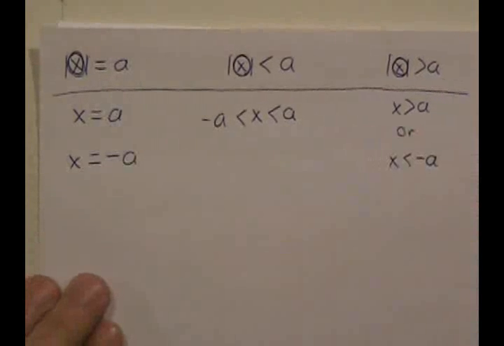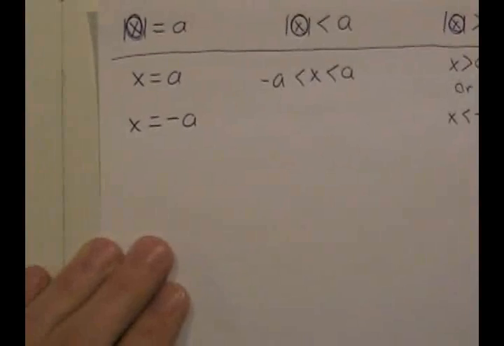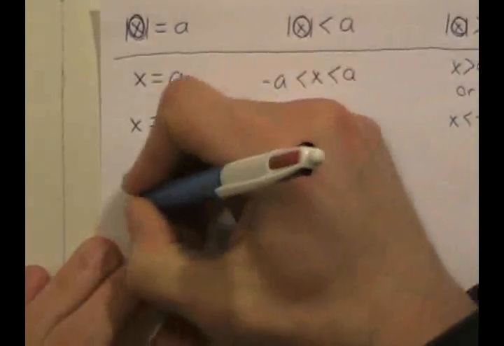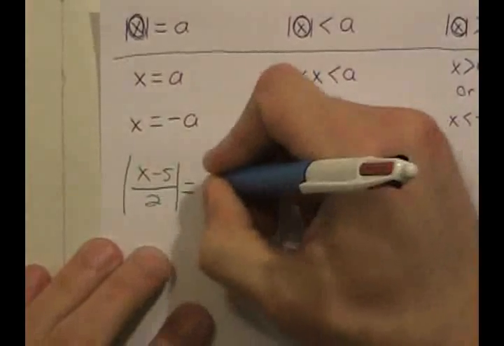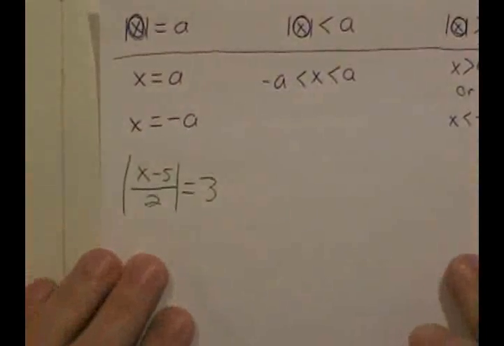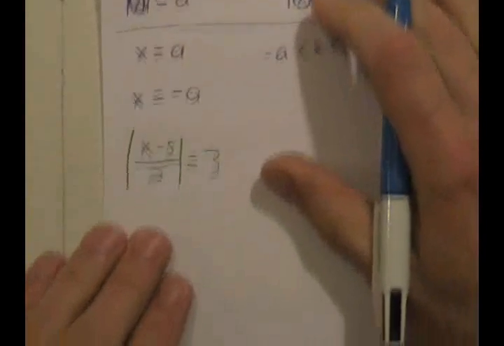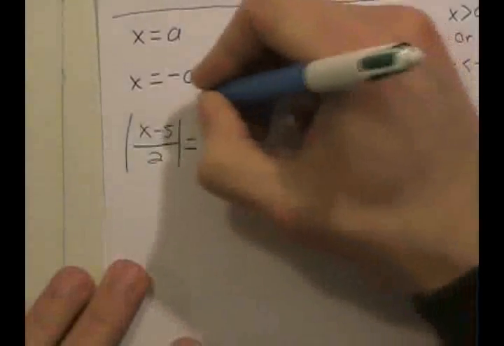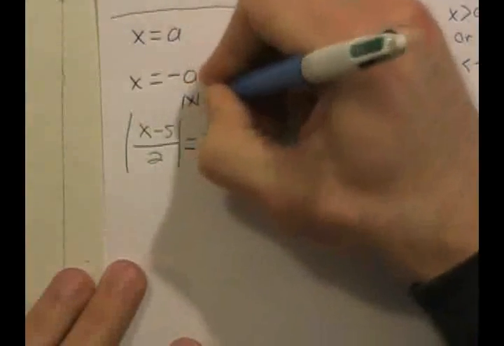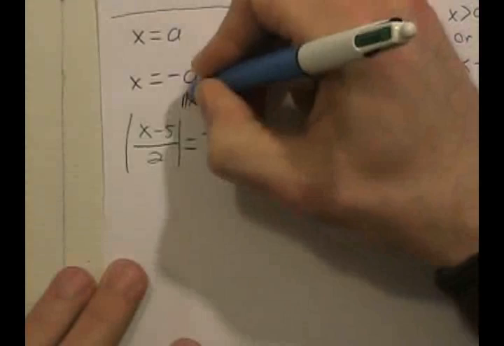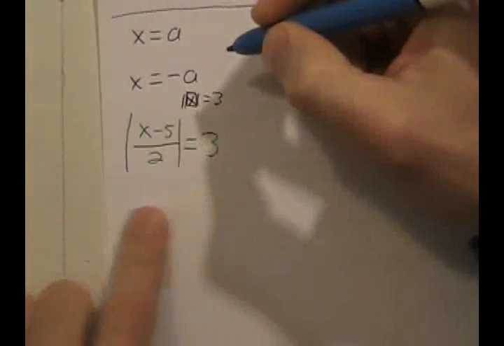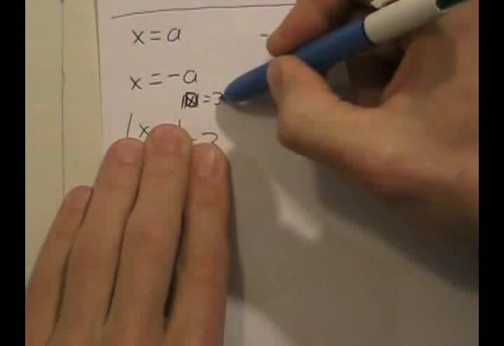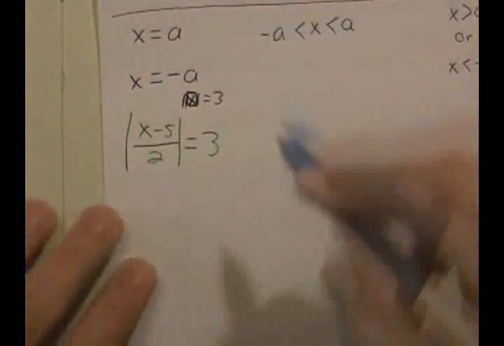For example, if you have something more complicated, like, say, absolute value of x minus 5 over 2 equals 3, you should recognize this as really being no different than absolute x equals 3. Because it's just absolute something equals 3. It's equal to some number. How do we solve this? We set whatever this is equal to this number and its opposite. So that's what we're going to do here.